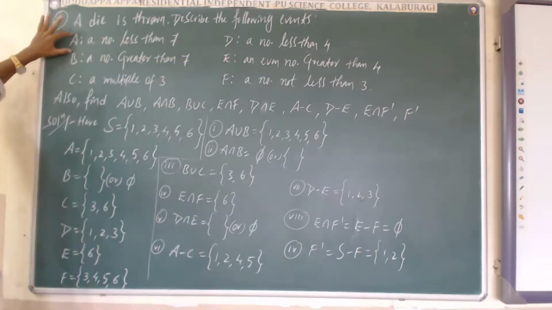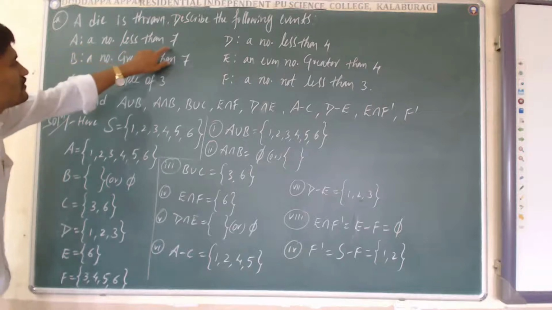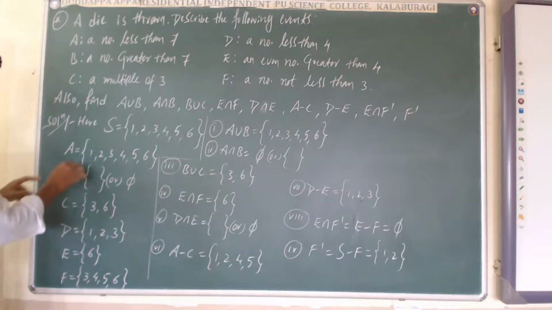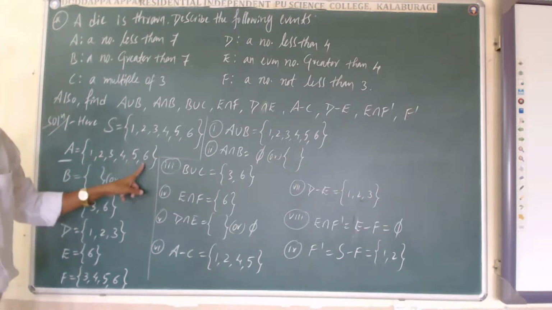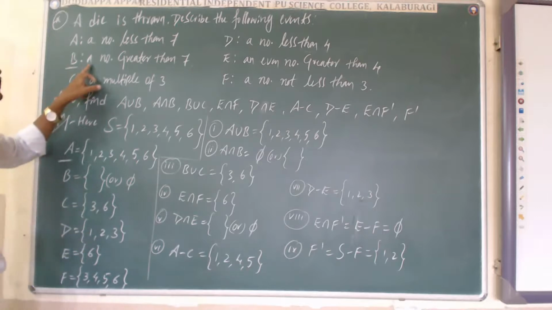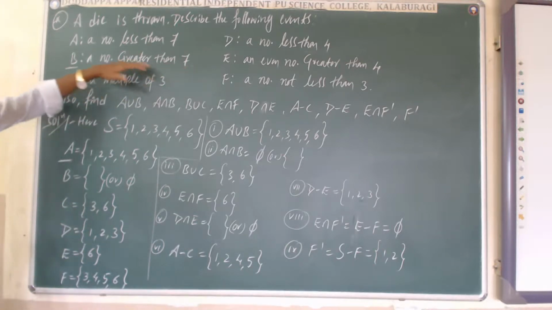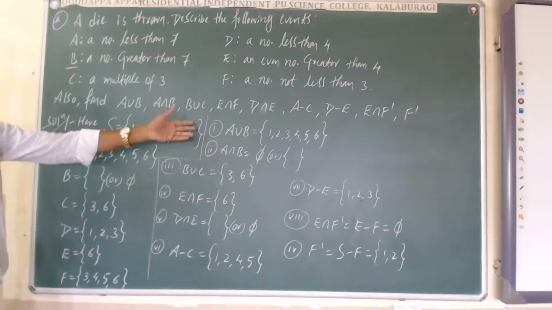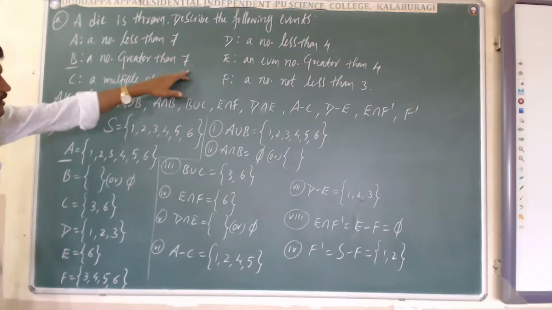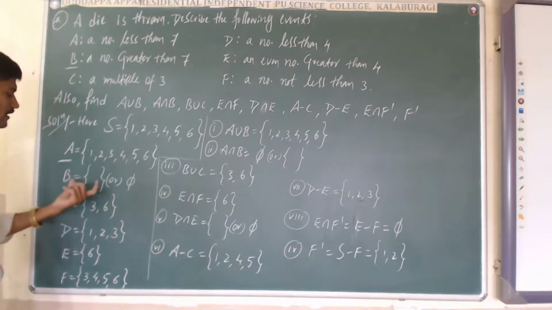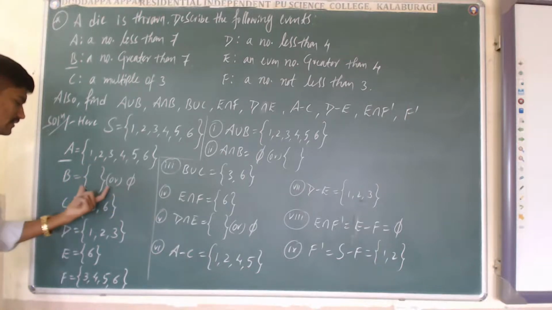First, event A is a number less than 7. A number less than 7, I wrote here, A contains the sample points 1 to 6. Next, event B is a number greater than 7. In the sample space the numbers 1 to 6 are there, no more than 6, but here greater than 7 is given, so there are no such numbers, so we will write the empty set.